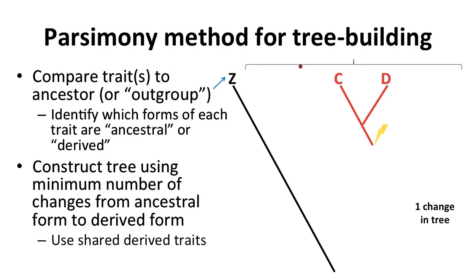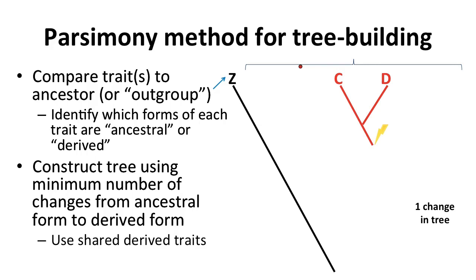So ultimately, making a tree using the parsimony method requires that you use multiple characters. Or if you're using, say, DNA sequence, you use multiple nucleotide positions within a DNA sequence to place all the species you're studying onto the tree. Okay? Because you can only look at those shared derived characters.